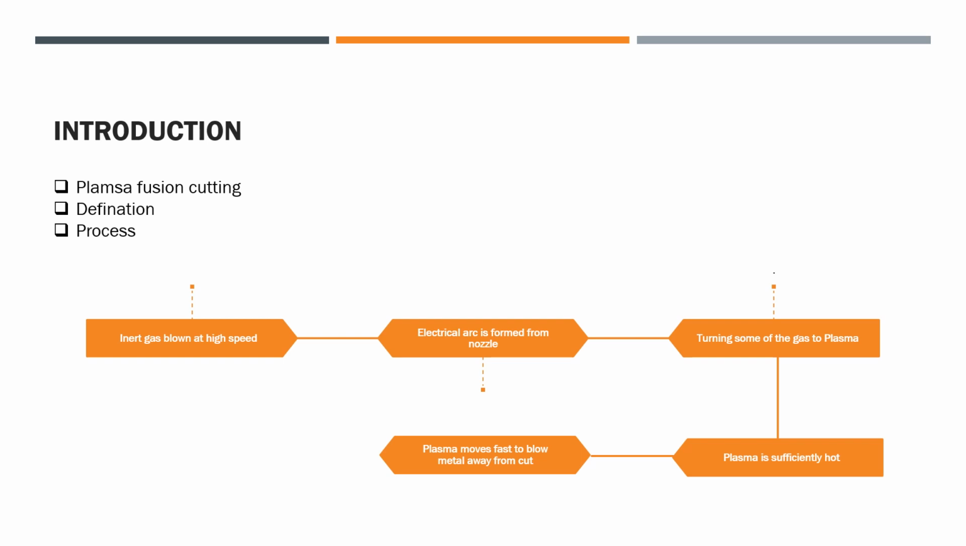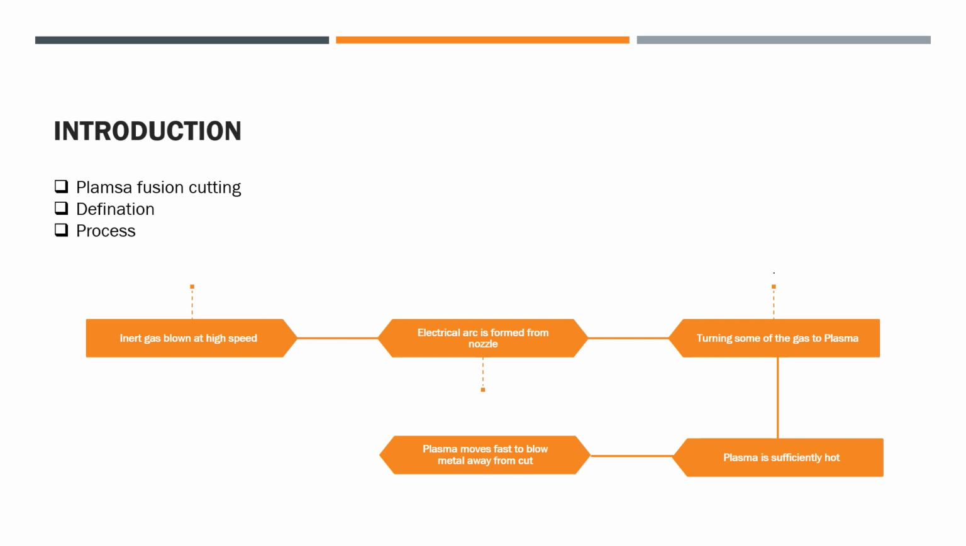So let's start with an introduction. Plasma arc cutting is also known as plasma fusion cutting, and we will begin the topic with its definition. As we know, plasma arc cutting or plasma fusion cutting is a fabrication process which employs superheated ionized gas funneled through a plasma torch to heat, melt, and ultimately cut electrically conductive material into custom shapes and designs.